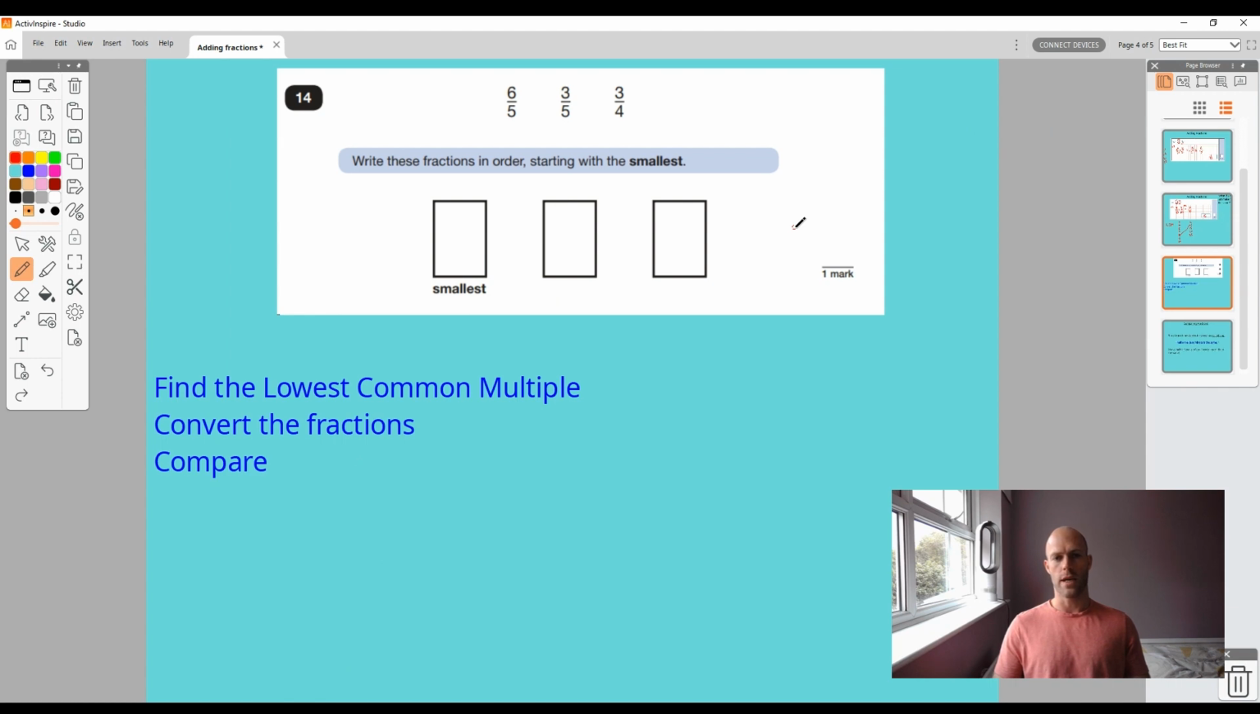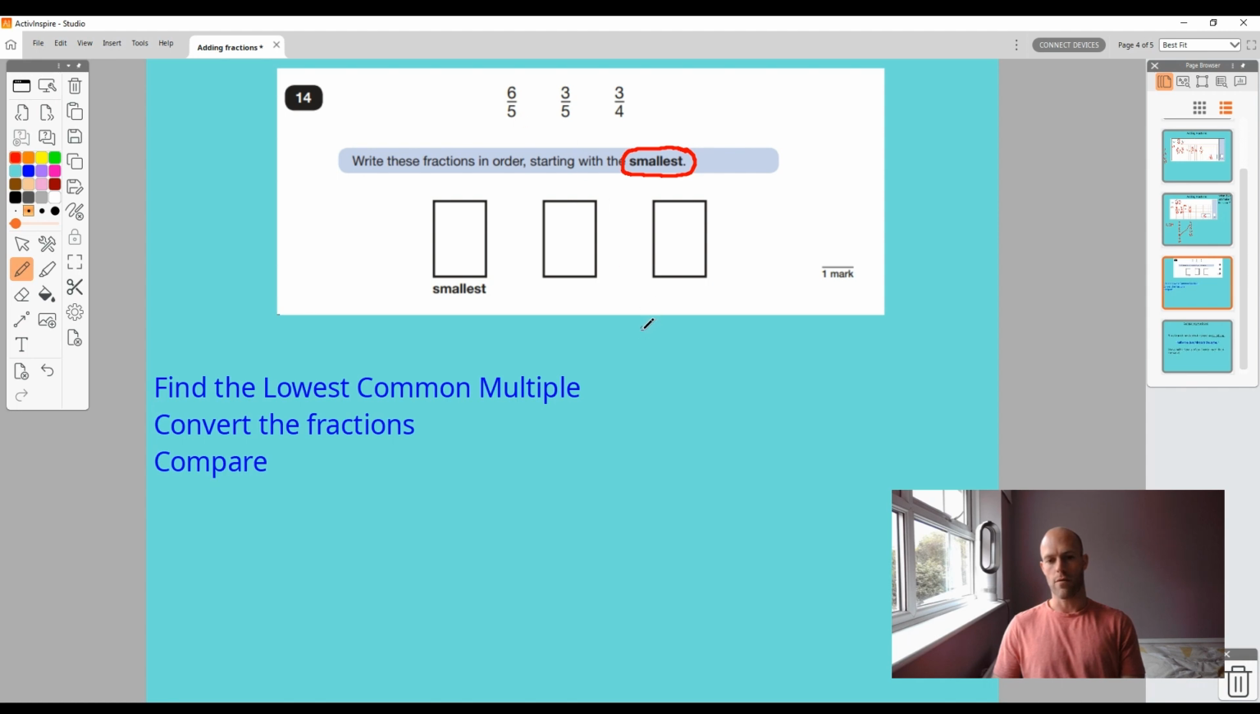So question 14, write these fractions in order starting with the smallest. If you need to remember detail of questions, I know it's involved, but you could underline it or ring it. A pitfall that people will fall into here is, okay, I've got fifths, I've got quarters. Well, I know that 3/5 is going to be smaller than 6/5, that's obvious. And then I'm going to have to guess 3/4, maybe it goes in between. You can't be guessing. So we need to make sure that we find, again, the lowest common multiple.